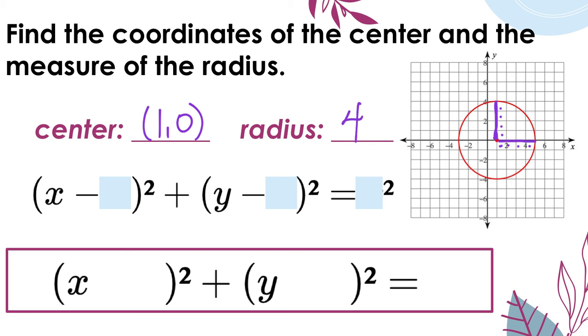So I know that this is my h, my k, and my r, and those are going to get plugged into the correct spots in my equation. When I do that, I get (x - 1) squared plus y. You can write (y - 0), but remember we can also just leave it as y squared, and then 4 squared is 16. And so that is my equation.